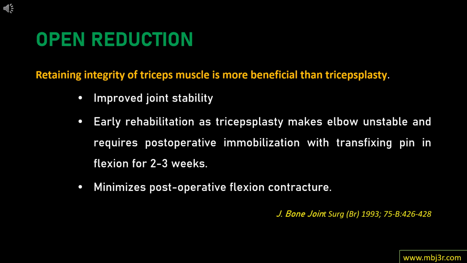There was an article in JBJS British 1993 on open reduction of the elbow joint. They compared the results of the lengthening of triceps in the elbow that had been dislocated for more than 1 month and less than 3 months and found that retaining integrity of the triceps muscle is more beneficial than the triceps plasty. It improves joint stability. Early rehabilitation is possible, as triceps plasty makes the elbow unstable and requires post-operative immobilization with a transfixing pin in flexion for 2 to 3 weeks. Minimizes post-operative flexion contracture.